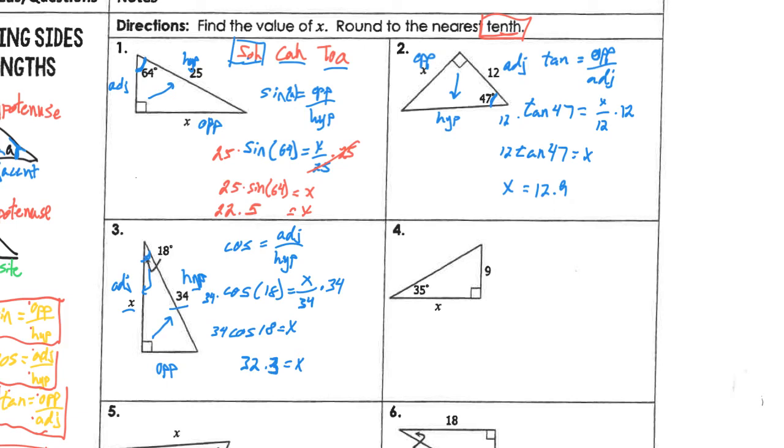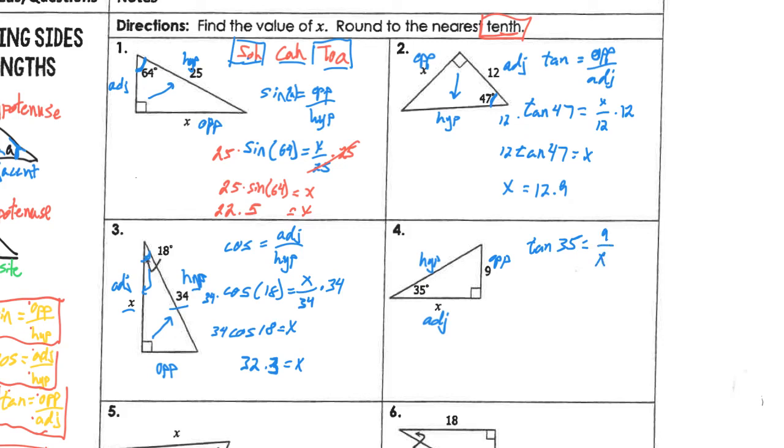Okay, I'll do this number 4 here with you, and then let you finish the rest. So I need to label things. There's my hypotenuse, across from the 35, so the 9 is the opposite. The x is touching the 35, so that's the adjacent. And then I know the opposite, and I want to know the adjacent, so that's going to be tangent, because I have TOA, T-O-A. So the tangent of 35 equals the opposite over the adjacent.